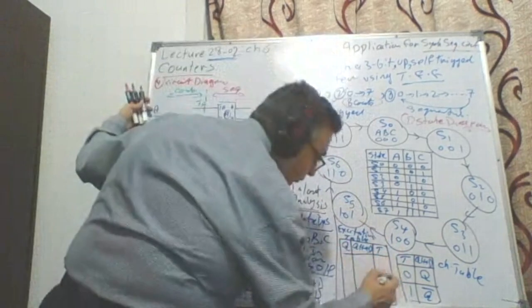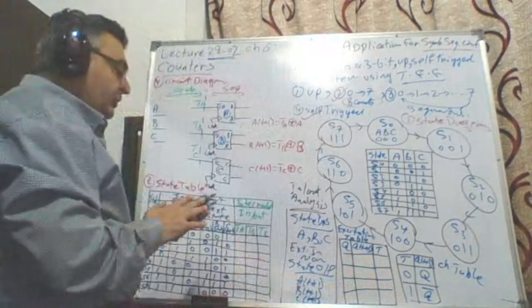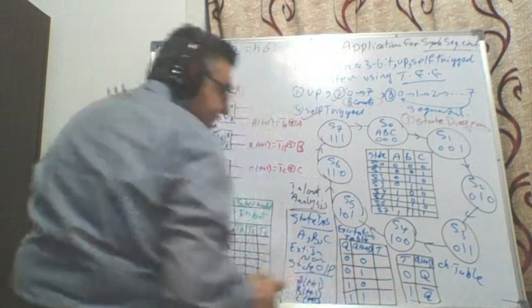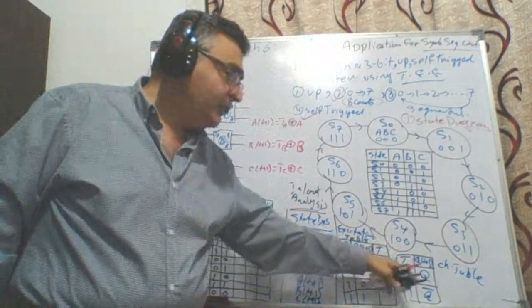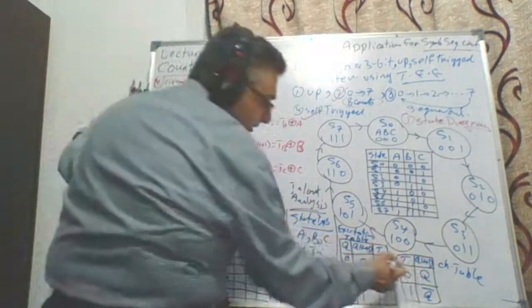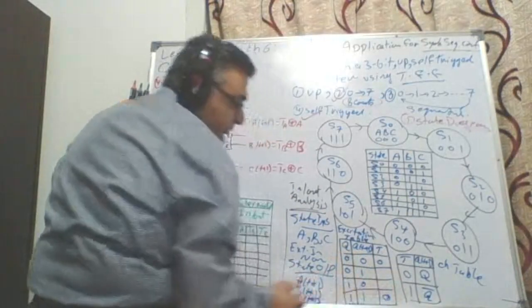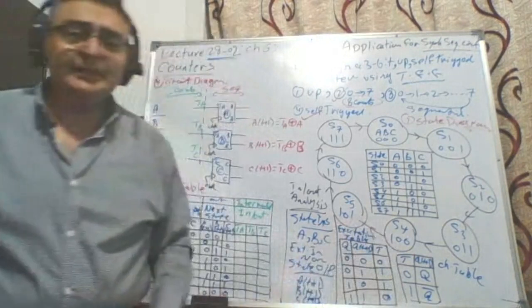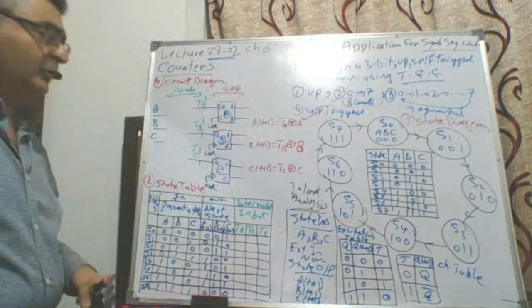Right now, we need to derive the excitation table. Here I have 4 options. Q and Q of T plus 1 either equals 0, 1, 0, 1, 0, 0, 1, 1. How can I get 0, 0? What value of T shall I put? Definitely I should put T equals 0 because they are similar. Here also they are similar, so T should be 0. Up here they are different, so I have to put T equals 1 in both cases. So this is the excitation table for the T flip-flop. We will use this to fill in the table here.